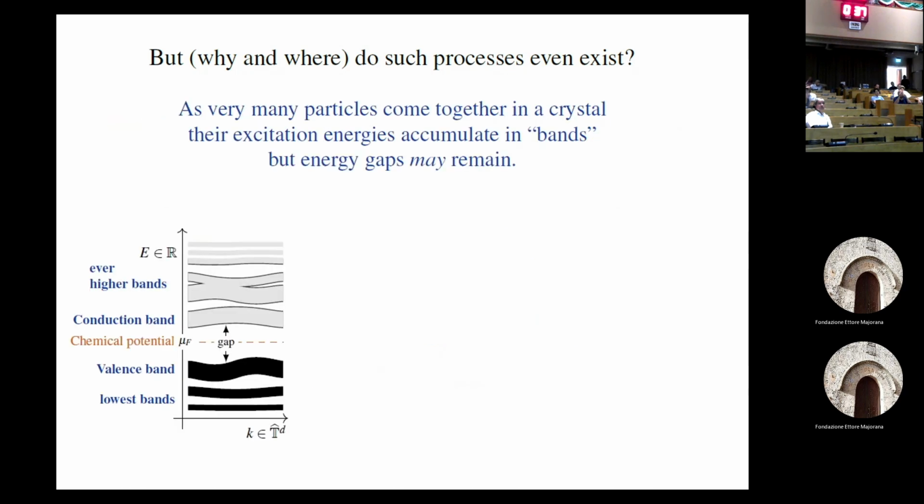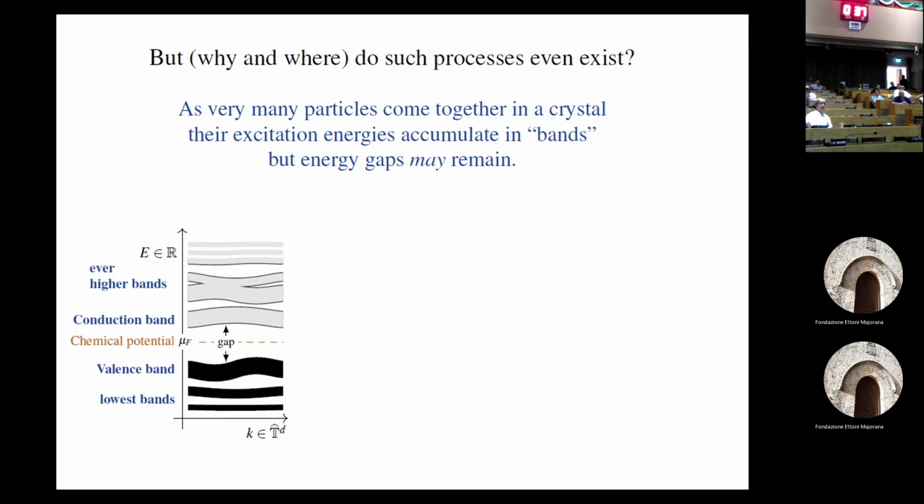Now, if you move many particles together to make a crystal, then all the possible oscillations overlap, and these discrete energies form what is called bands. They form essentially continuous intervals of possible energies.